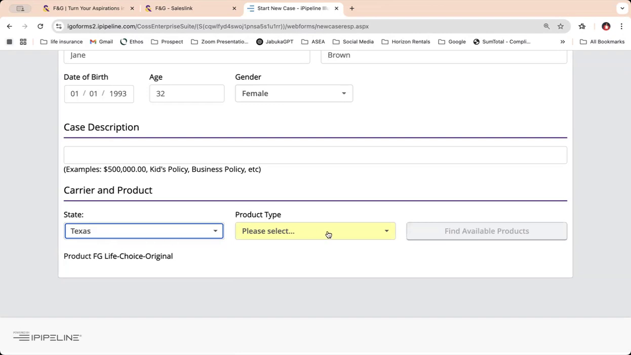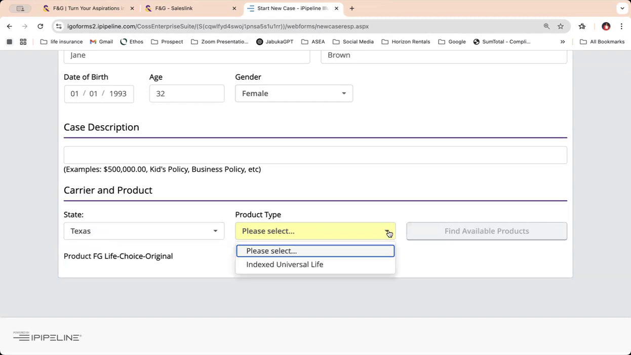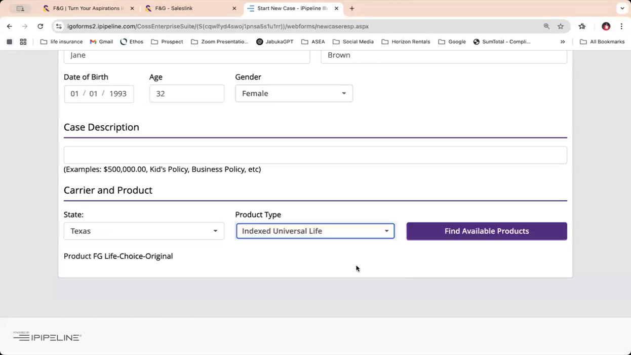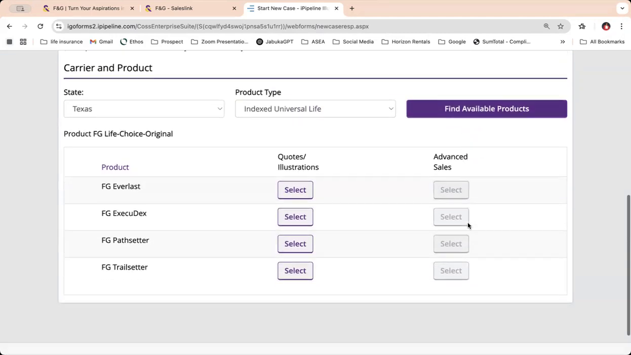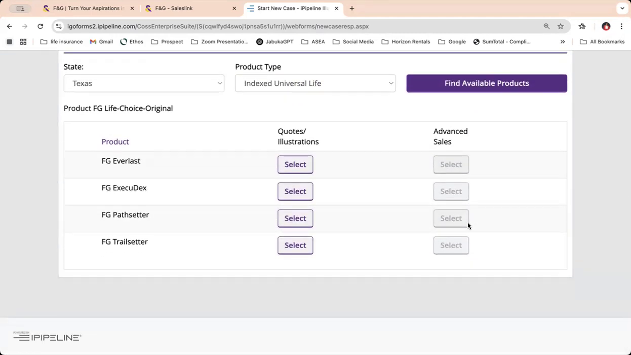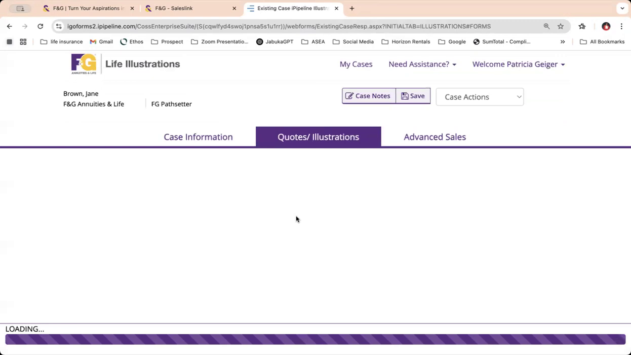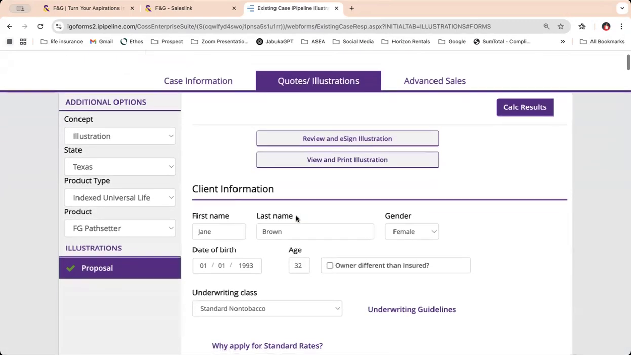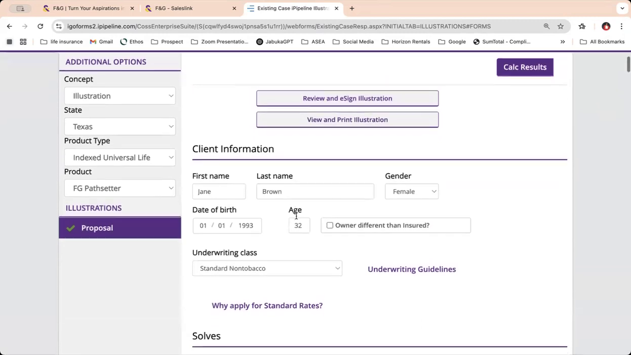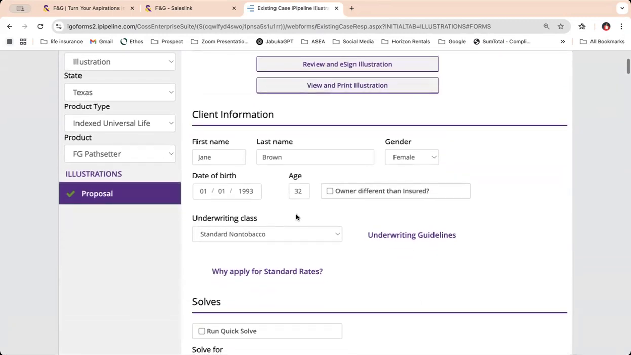Index universal. Exactly. That's wonderful. And then on the available products, what do we select? Pathsetter. We're going to go to FG Pathsetter. That's wonderful. Okay, so now the first page is done, right? So now we come to the second page, right? So on the second page, we just go.